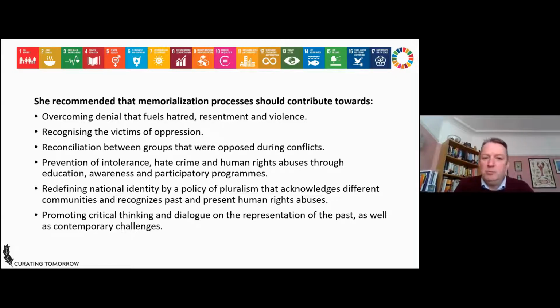And so she recommended memorialization processes should help contribute to overcoming denial that fuels hatred, resentment, and violence of the horrors of the past, recognizing the victims of oppression, looking for reconciliation between groups that were opposed during conflicts, preventing intolerance, hate crime, and human rights abuses through education, awareness, and participatory programs, and redefining national identity by a policy of pluralism that acknowledges different communities and recognises past and present human rights abuses. And really, the last one is extremely important, promoting critical thinking and dialogue on the representation of the past, as well as contemporary challenges.